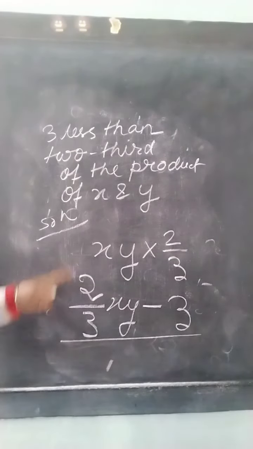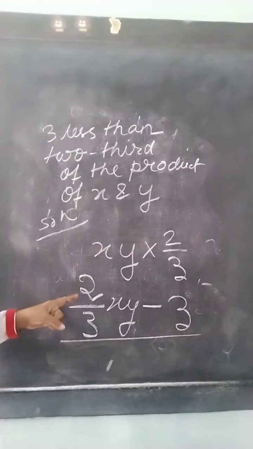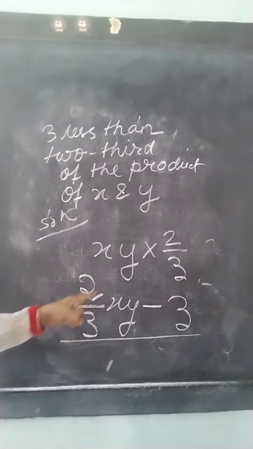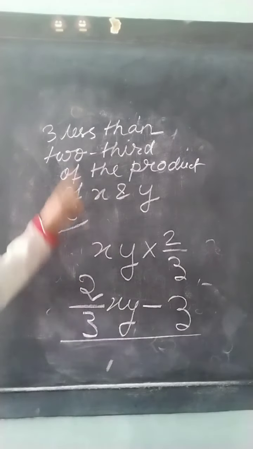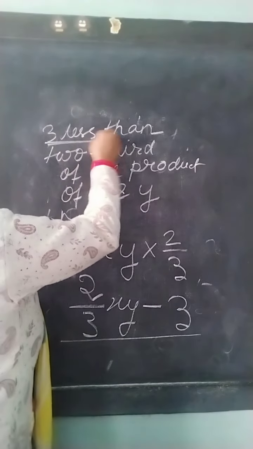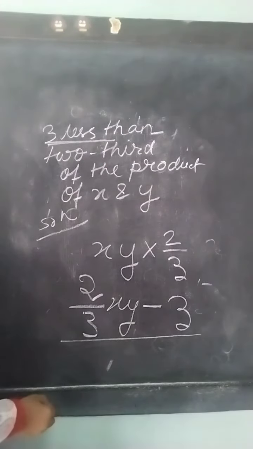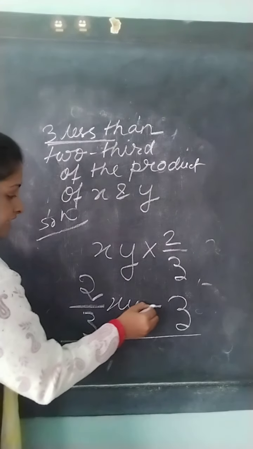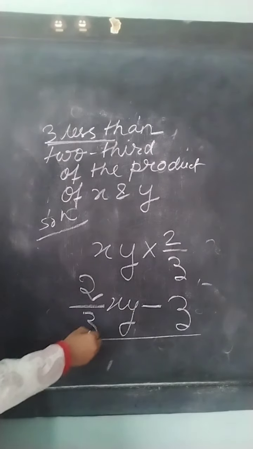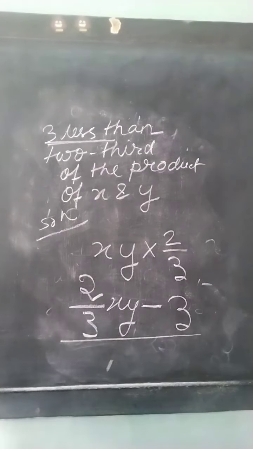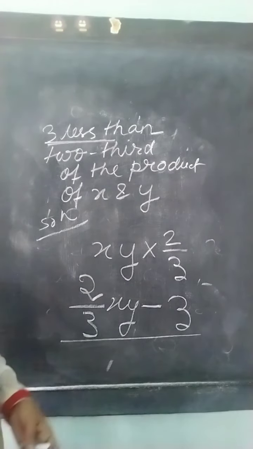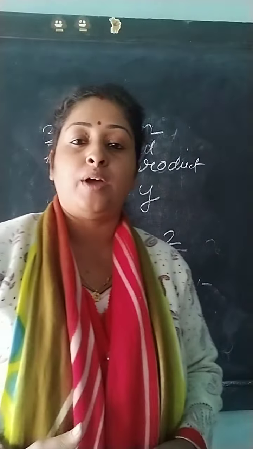Try to match it. 2/3 of the product of x and y, that is 2/3 multiplied by x into y, and 3 less than that. 3 less than means minus 3. That's why 3 is subtracted from 2/3 of the product of x and y. In this way you will try to solve the sums of algebraic variables through alphabetic symbols.